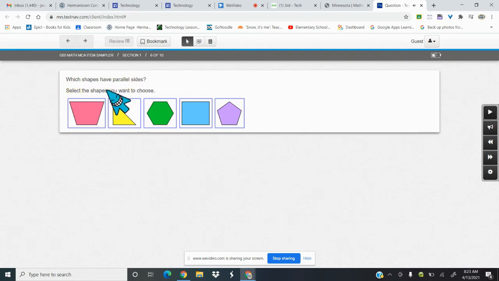Okay, so this is a tricky one here. You have to recognize it says select what shapes to use. So this one is going to have multiple answers. So they're asking you what shapes. So we play it again.